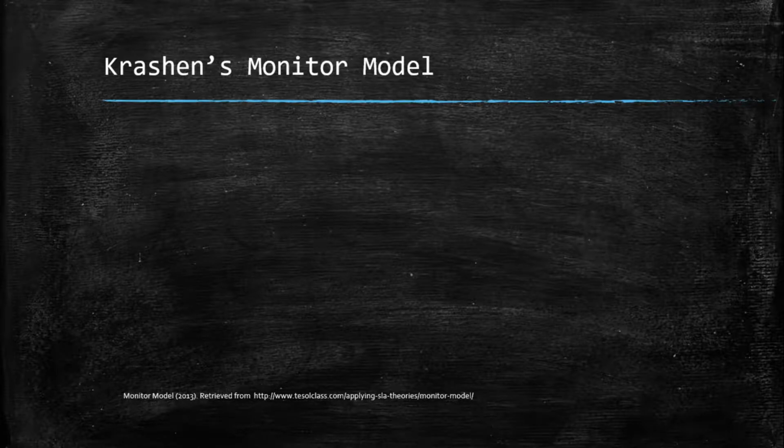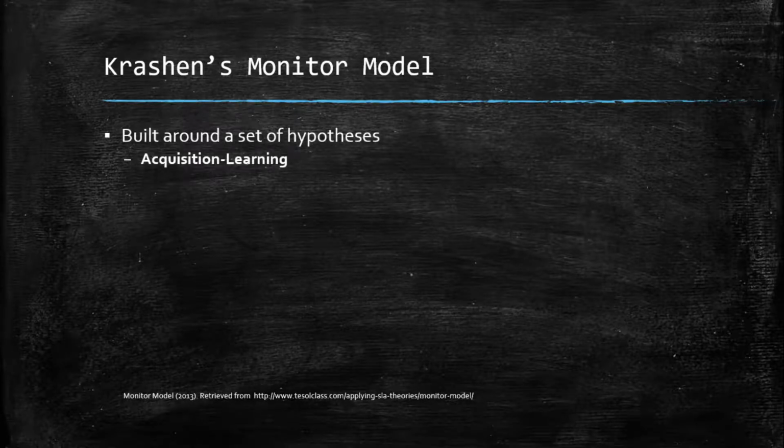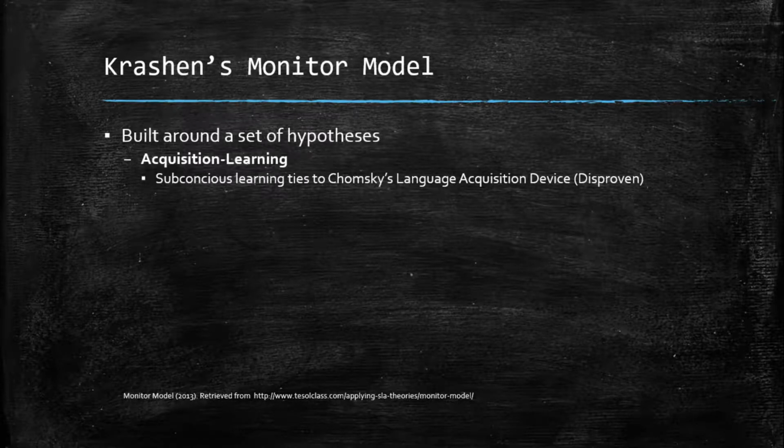Lastly, Krashen's monitor model. So this is built around a set of 5 hypotheses. First one is acquisition learning, which ties in, we didn't talk about Chomsky's language acquisition device, but it's subconscious learning. And this has been disproven by researchers, but it's been re-researched and it's been proven again. So there's a lot of debate on this subject, but the overall consensus is not to use the acquisition learning hypothesis in your classroom. There's a few more coming up here that are better options from Krashen's monitor model.